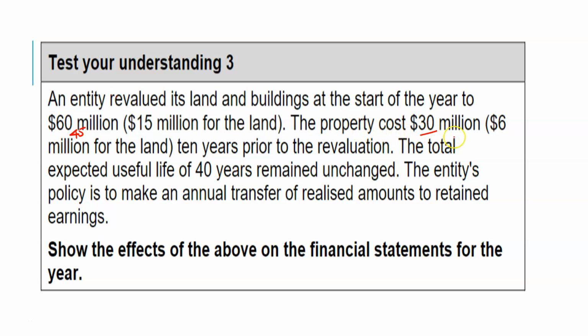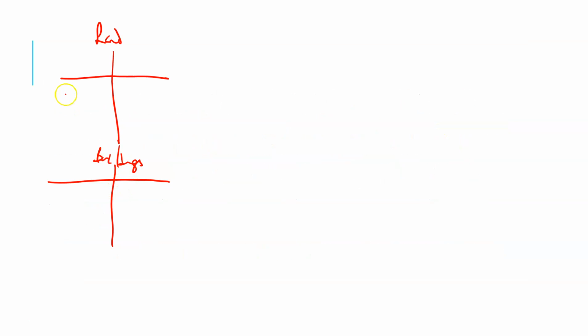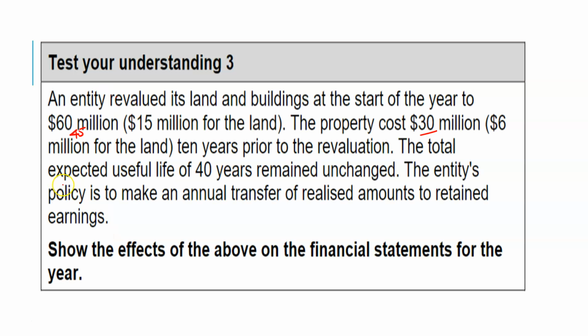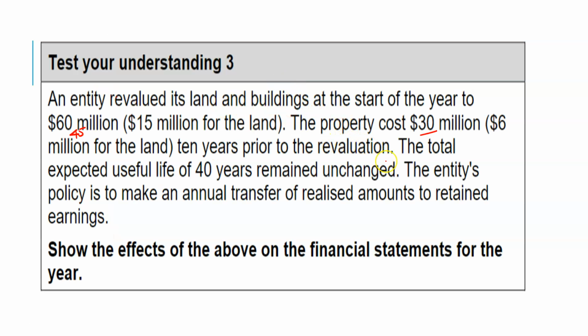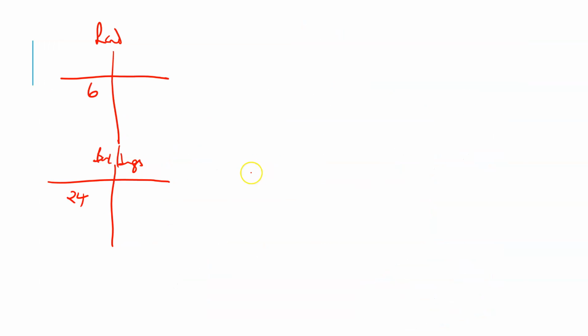So when you first got this thing, it is 6 for land and 24 for buildings, right? That's what the 6, when I say 6 million, of course, 6 million. Okay, great. And then you have it for 10 years. If you look at the question here, it says that you've had it for 10 years prior to the revaluation, but the total expected life of 40 years remains unchanged. So the plan was that you were going to have this thing for 40 years.